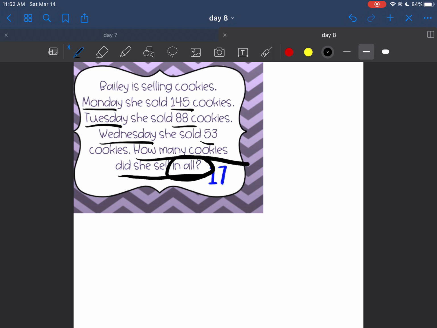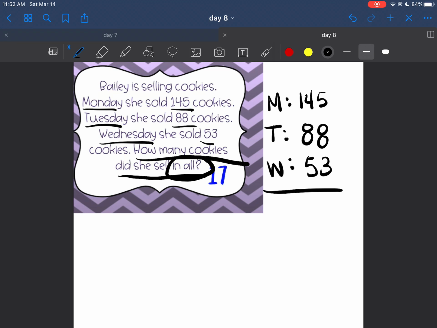So what I'm going to have to do is put together all of those cookies that she sold. And when we are putting together, what operation are we using? We are adding. So we know on Monday, Bailey sold 145. On Tuesday, Bailey sold 88. And on Wednesday, she sold 53. We are going to add all of those cookies together to figure out how many she sold in all.